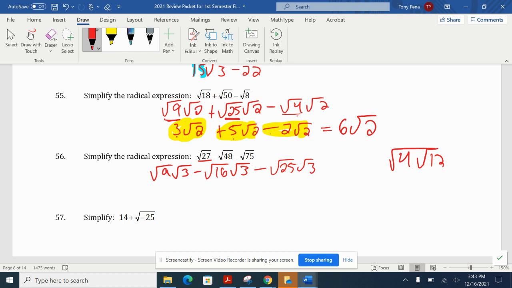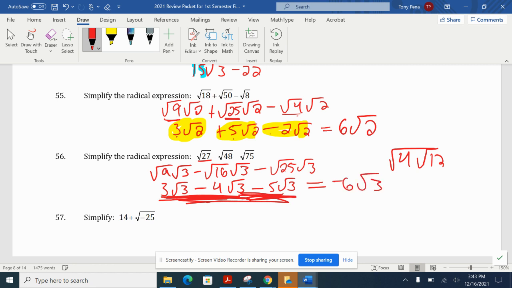Just like before, simplify each of these. The square root of 9 is 3, and then we have that root 3. The square root of 16 is 4 root 3. The square root of this 25 is a 5 root 3. All of those end up being root 3s, so we can combine them. 3 minus this 4 should be a negative 1, and then take that negative 1, subtract that 5, we get a negative 6 root 3.